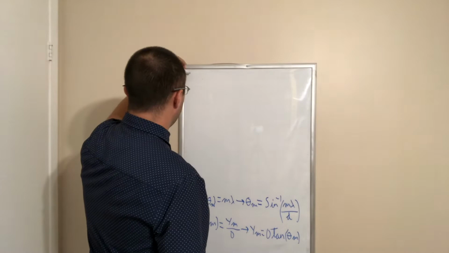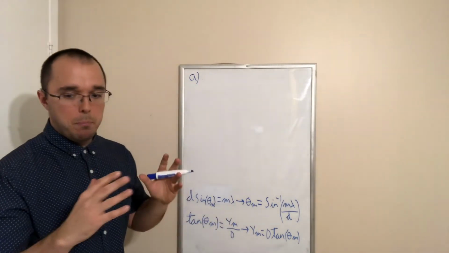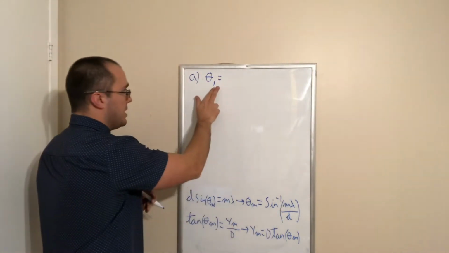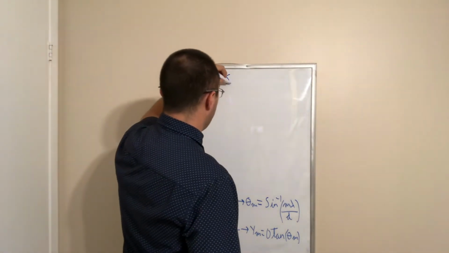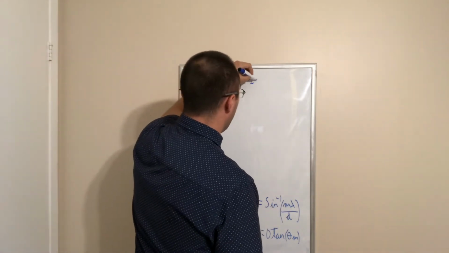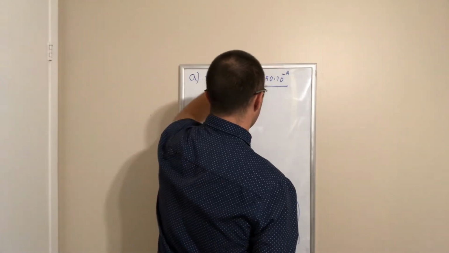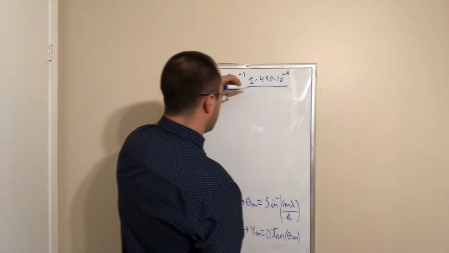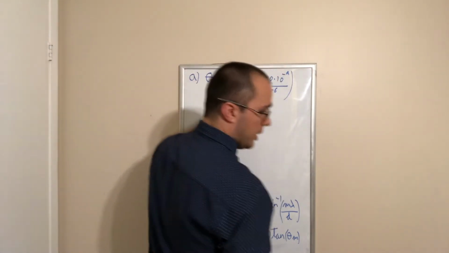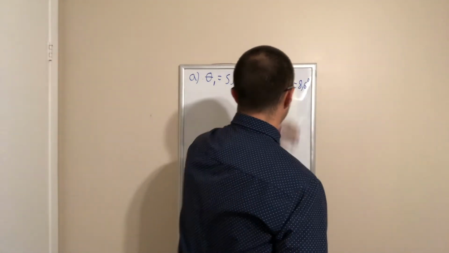Right, so part A, we need to find the angle. So the angle with m equal to 1 is equal to the inverse sine of m, which is equal to 1, multiplied by the wavelength, 450 times 10 to the power minus 9, divided by the distance between the slits, which is 6 times 10 to the minus 6. This value will give us an angle of around 8.6 degrees.